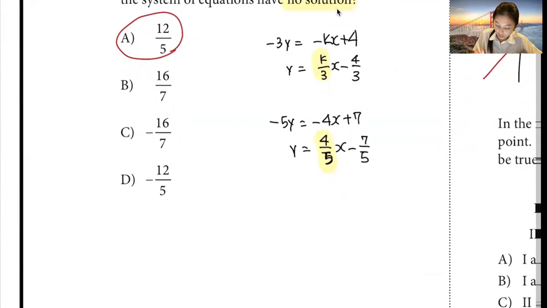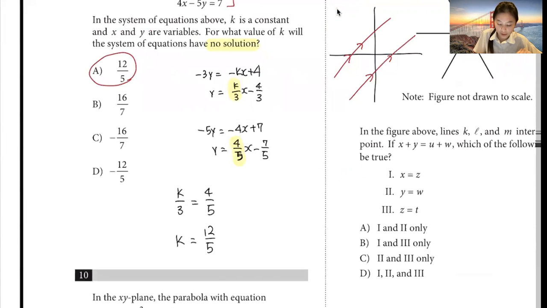And we can do this by equating the two. So we are just going to do k over 3 equals 4 over 5. And then we'll multiply both sides by 3, and that gives 12 over 5. So that is going to be your answer.